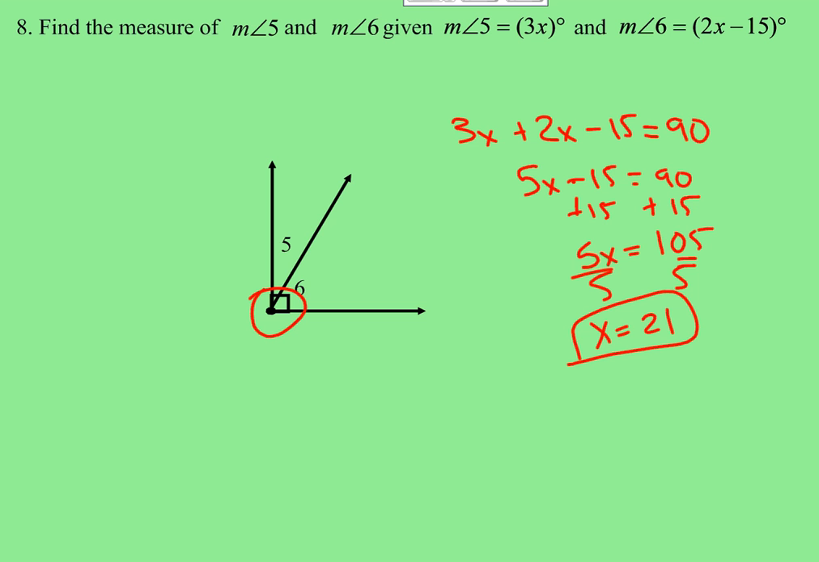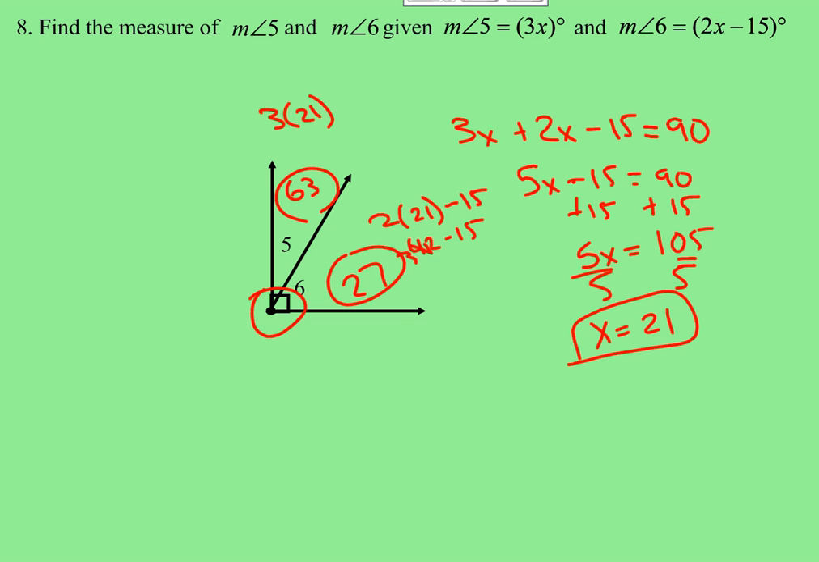So if x is 21, how big is 5? How big is 6? Well, if x is 21, 3 times 21, that's going to be 63. And this one's going to be 2 times 21 minus 15. So that's going to be 42 minus 15. So let's see. That's going to be 27. There's your answer right there.